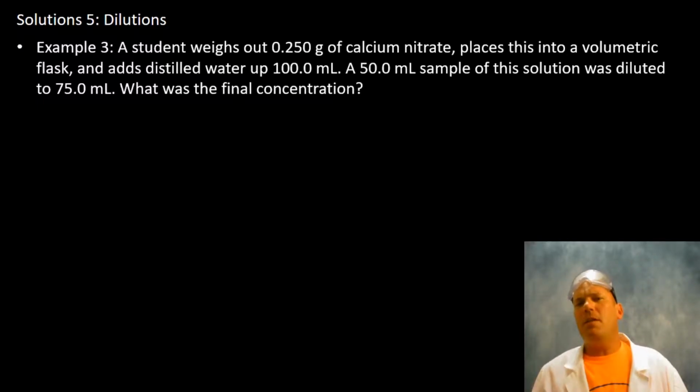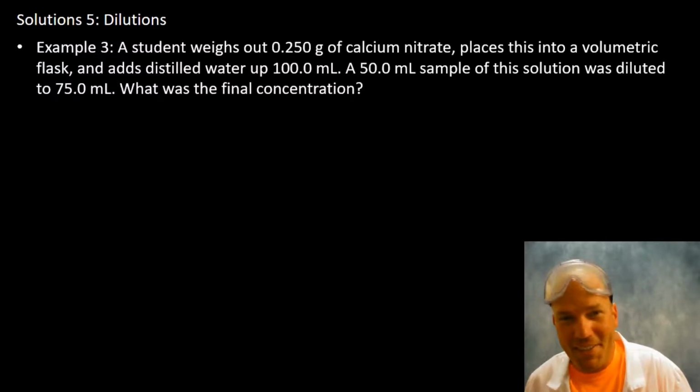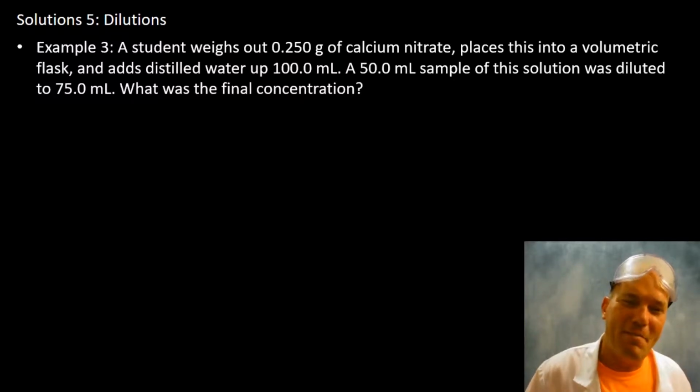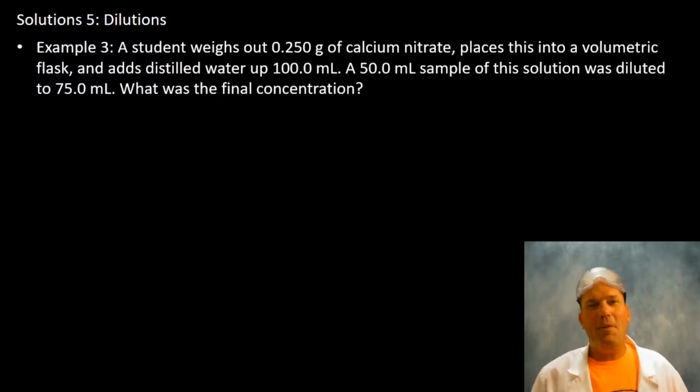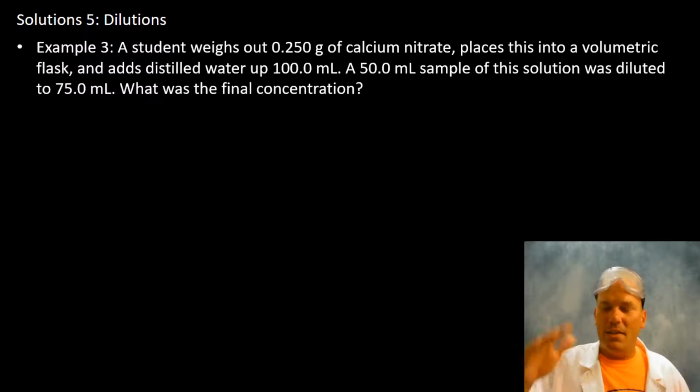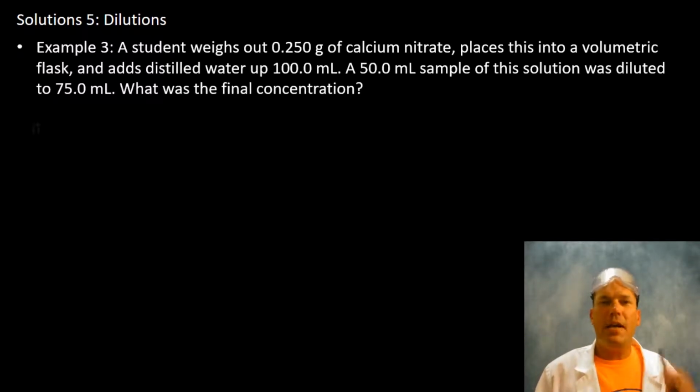And then a 50 milliliter sample of that solution was then taken out and diluted to 75 milliliters. What is the final concentration? This problem looks harder than it is. It's actually very simple. All right. First things first, though, we need to get that mass into moles so we can do some molarity computations.